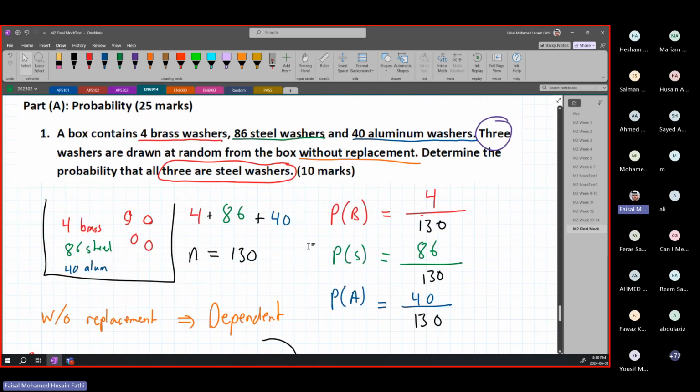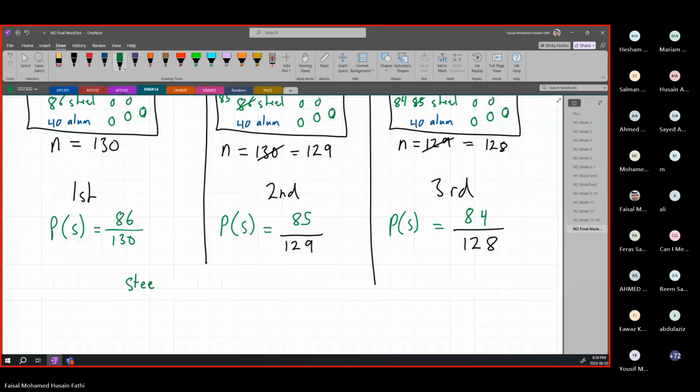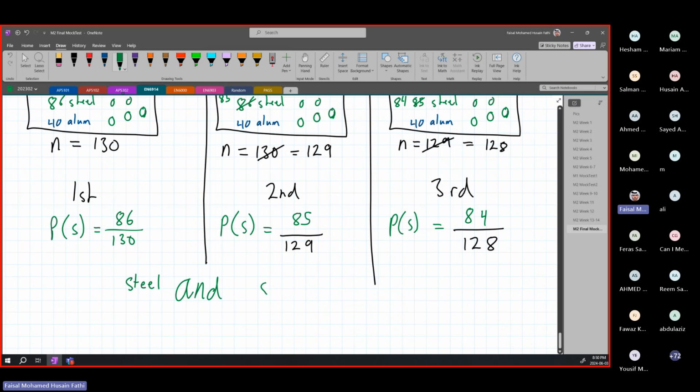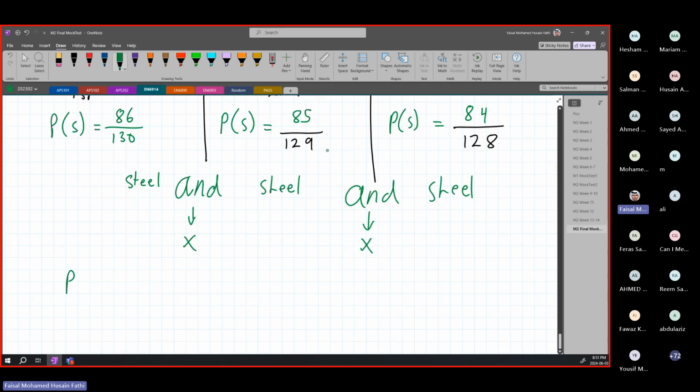But let's read the question very carefully. What did they say? Determine that all three are steel washers. That means our first choice is steel, oops, I wrote it wrong. Okay, our first choice is steel and our second choice is steel and our third choice is steel. All of them must be steel. That means what does and represent? It represents multiplication. Therefore, we are going to multiply the probabilities.